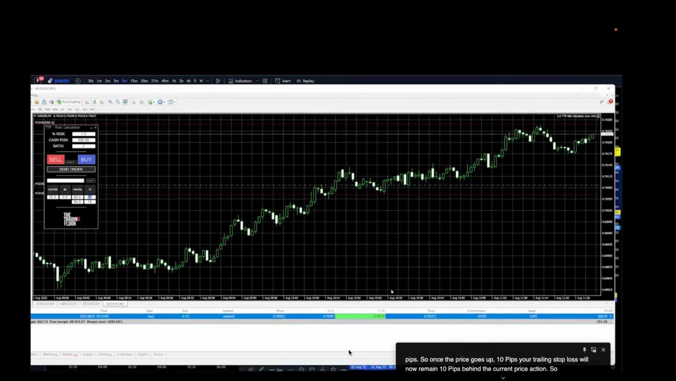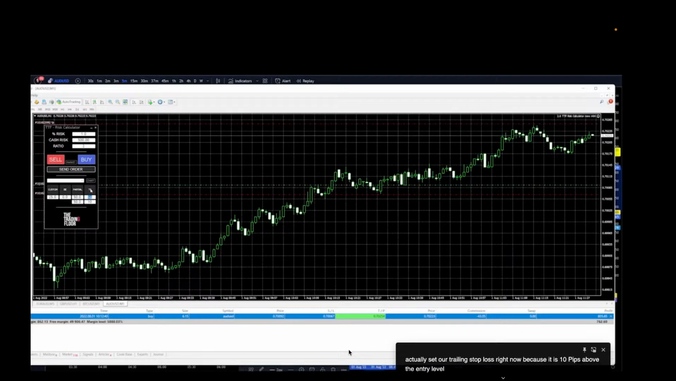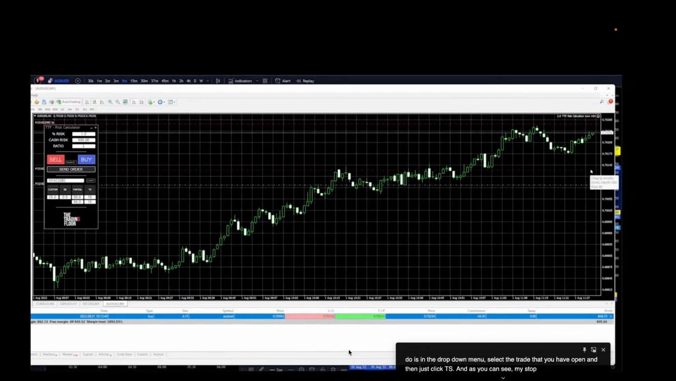So currently on this position, our entry price was 70092 and it is at 70230. So we could actually set our trailing stop loss right now because it is 10 pips above the entry level, and we can maintain a 10 pip stop loss at this point because it's kind of getting a little bit of resistance, which is also a previous high point. So what you need to do is in the drop down menu, select the trade that you have open and then just click TS.